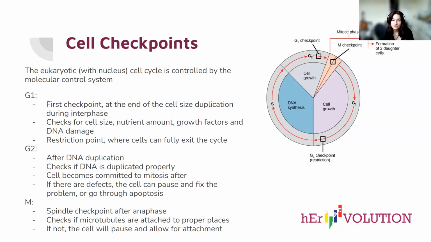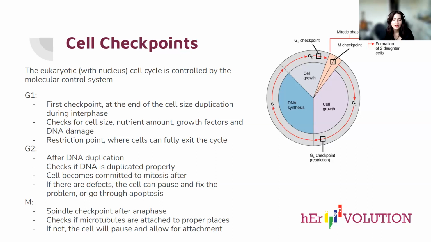And then in the G2 phase, after DNA duplication, it checks if DNA is duplicated properly. And after this checkpoint, the cell becomes committed to mitosis. And if there are any defects, the cell can pause and fix the problem or go through apoptosis, which is essentially just programmed cell death. So once a cell has a problem, it no longer can exit.